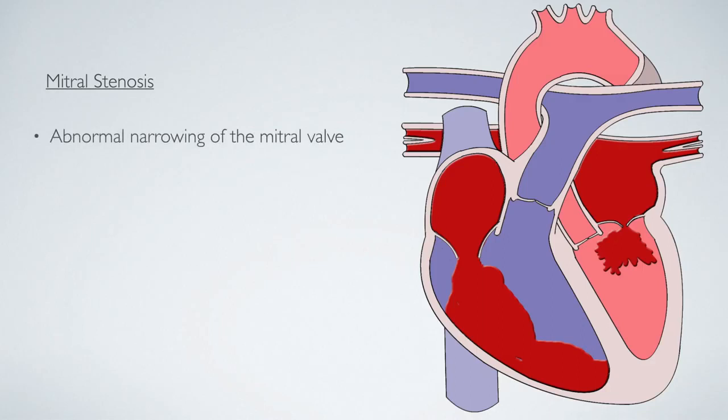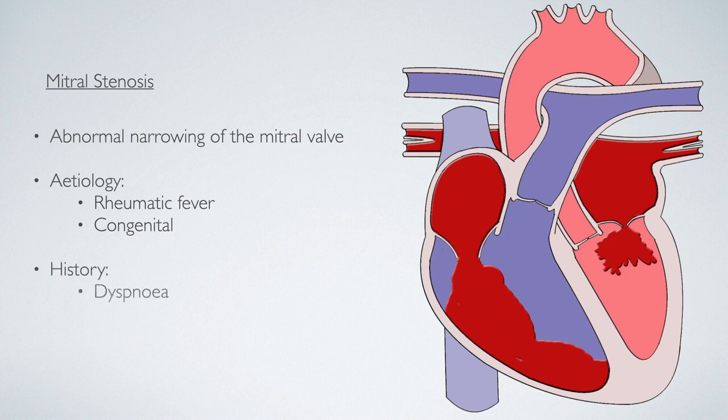Mitral stenosis is an abnormal narrowing of the mitral valve. The most common cause of this is rheumatic fever, and less common causes include congenital heart disease and systemic diseases such as lupus. The clinical history typically presents with dyspnea and palpitations if atrial fibrillation is present.